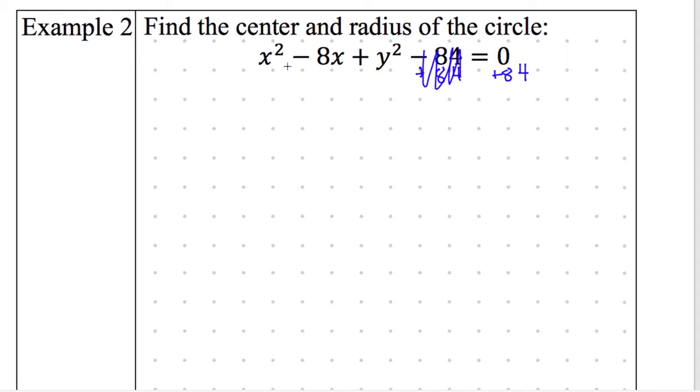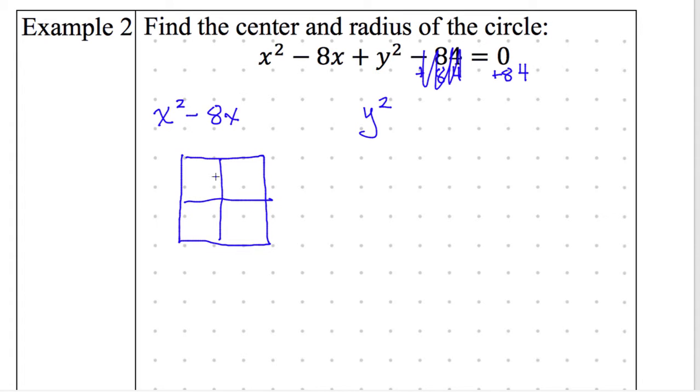I have already grouped my x's for this problem. It was given to me that way. So I have x squared minus 8x on this side, and I have y squared plus 0. There's nothing over here on my right side. Now I'm completing the square.